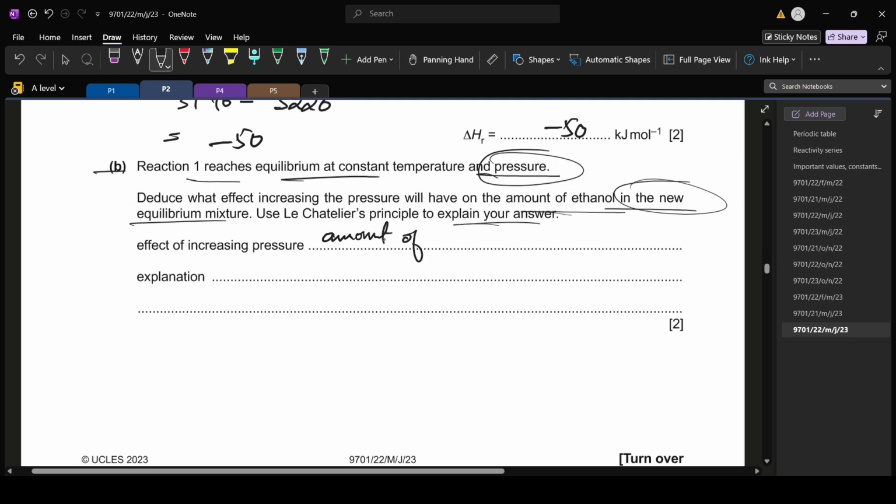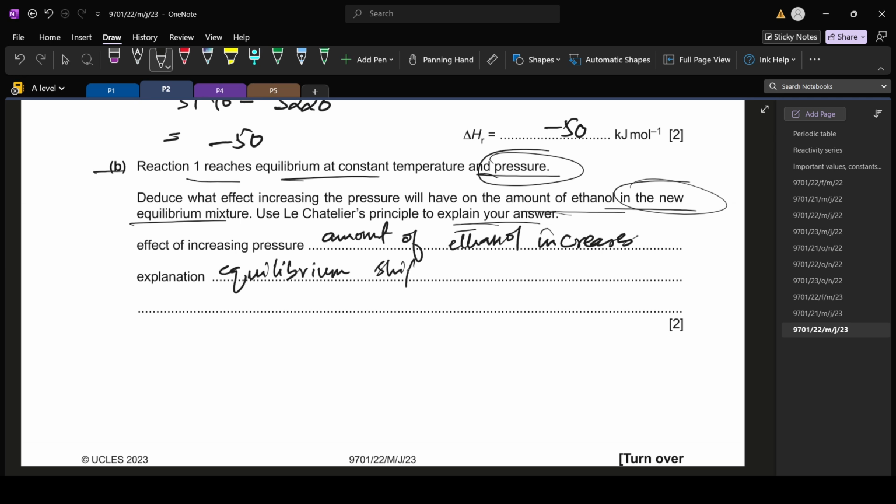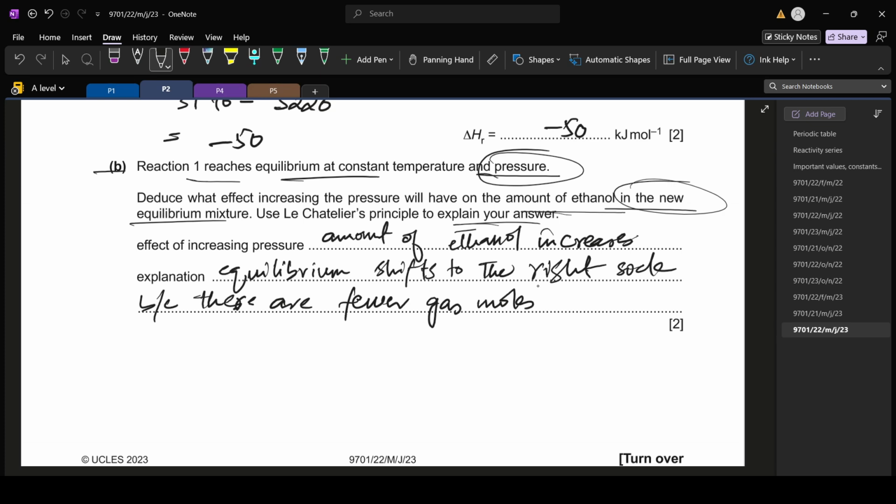Amount of ethanol increases because the equilibrium shifts to the right side, because there are fewer gas moles on the right side.